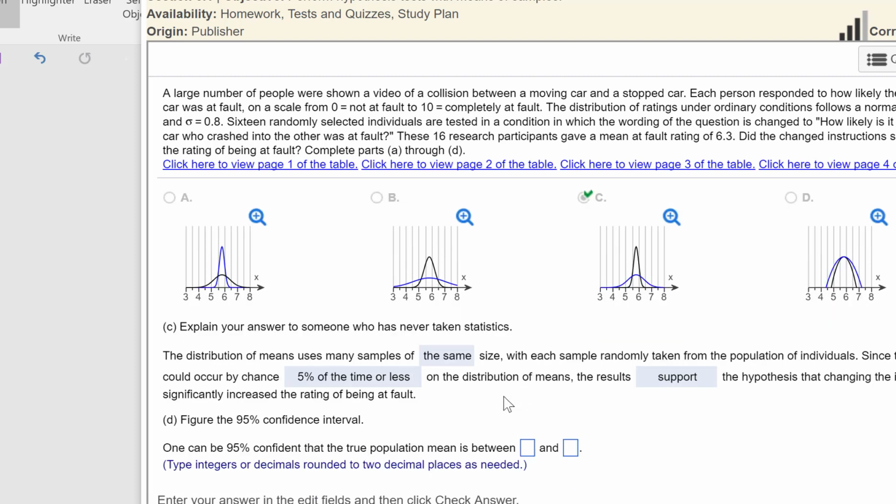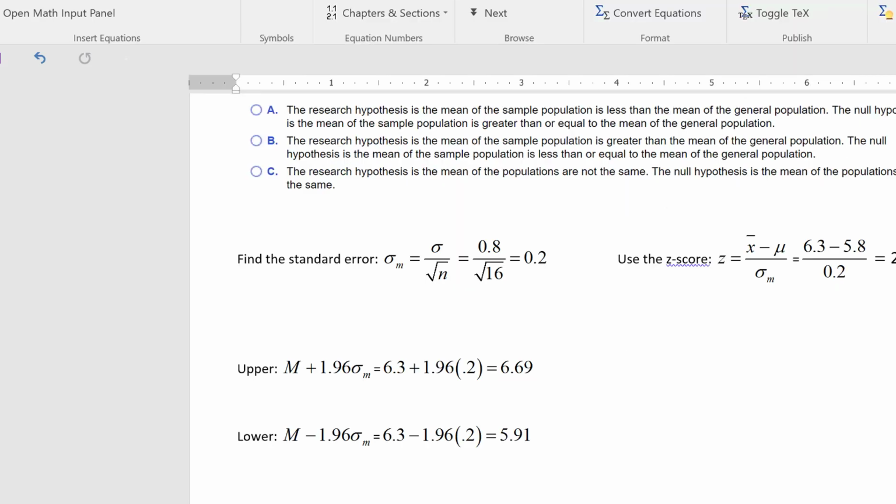Okay, one can be 95% confident that the true population mean is between blank and blank. We need to figure the 95% confidence interval on the true population, between a lower bound and an upper bound. So how do we find these bounds? Recall the formula. We find the upper and lower bounds of these intervals. The upper bound is the sample mean plus 1.96. Remember, 1.96 came from the 95% confidence interval.